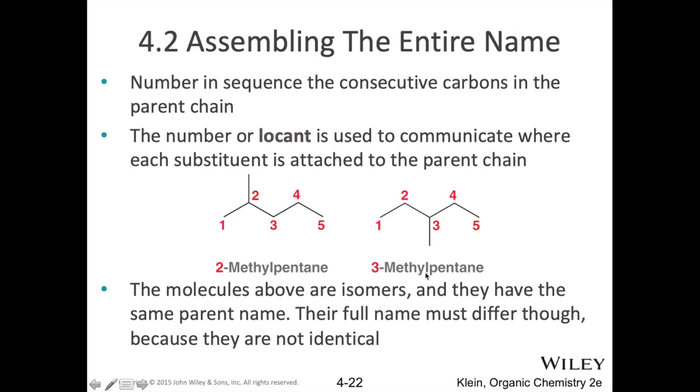If you had more than one methyl group, use a Greek prefix to state that. So if you had 2 methyl groups, it would be dimethyl. If you had 3 methyl groups, it would be trimethyl. But you would have locants for each of them. Okay, we'll see some examples in a second.